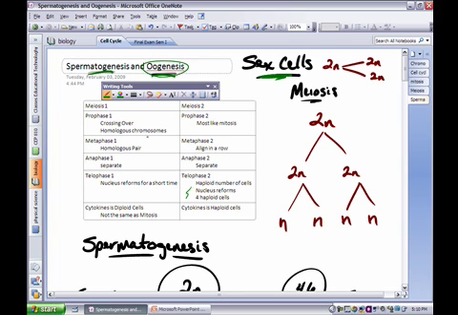If it's oogenesis, it's the same stages, except the one difference is that you'll get one cell that's much larger than the others. That cell will go on to divide just like the other 3, except you will end with one haploid cell that is viable and usable, and you'll get 3 polar bodies.